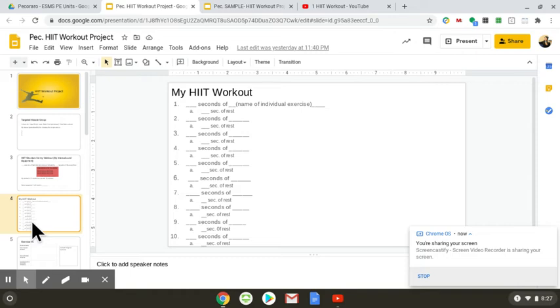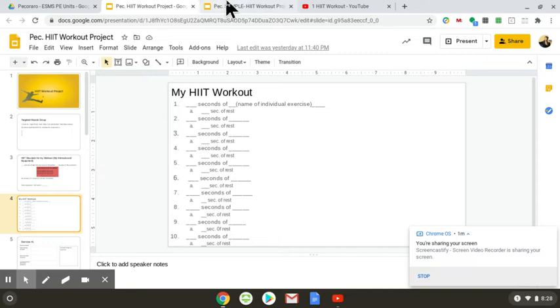So as you can see here, there's numbers 1 through 10, and you have to fill in the seconds of each individual exercise followed by the seconds of rest. This is one round, and when you finish exercises 1 through 10, you'll start round number 2 and start again from number 1 and finish all the way through number 10. Once again, each of these 10 are those individual exercises that you found interesting. You researched them and you said, wow, I like this one for my target muscle group. So you decided to include it.